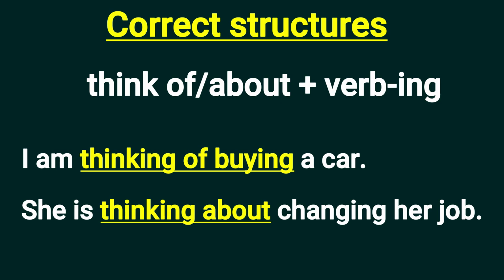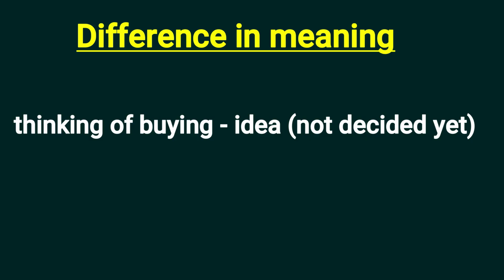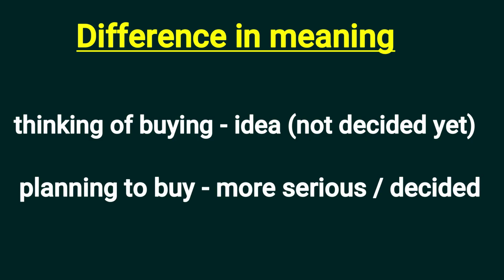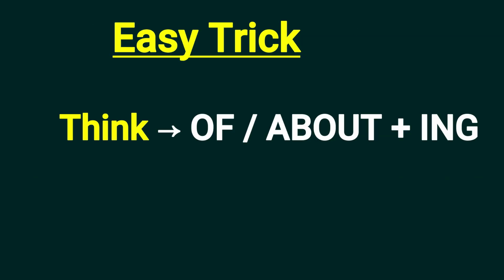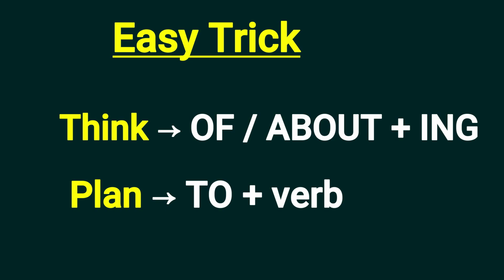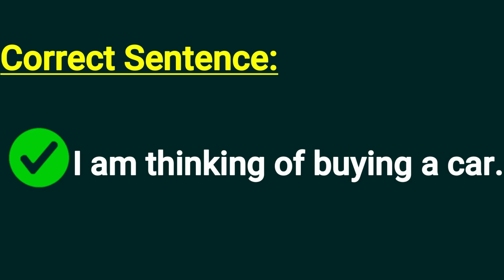So I am thinking of buying a car. She is thinking about changing her job. So the difference in meaning: thinking of buying is when we are talking about an idea, planning to buy is when we are more serious and decided. So the easy trick is, in the case of think, use of or about with verb plus ing. In the case of planning, use to plus verb. So the correct sentence is I am thinking of buying a car.